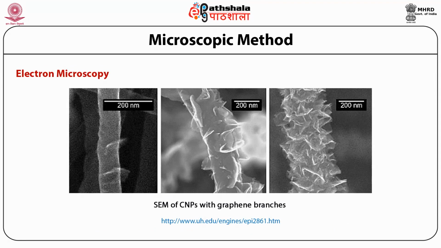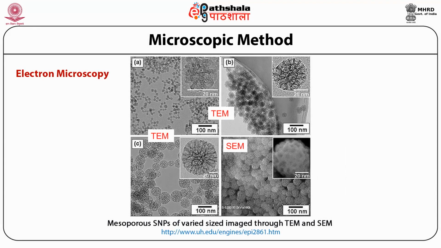So this is a microscopic image of the carbon nanoparticles with graphene branches. This is the clarity, or the resolution, of the electron microscope, which is exploited for analysis of various nanoparticles. This is another image of mesoporous silica nanoparticles of varied sizes, imaged through TEM and SEM. The nanoparticles are very clearly visible, and their shape and size are very clearly visible through the microscopic methods.